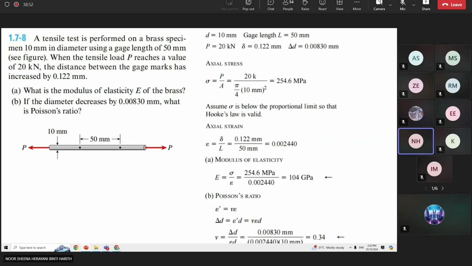Okay, this is quite a simple question. You can just put the equation directly to that. You can get the answer directly from this question. It's not complex.